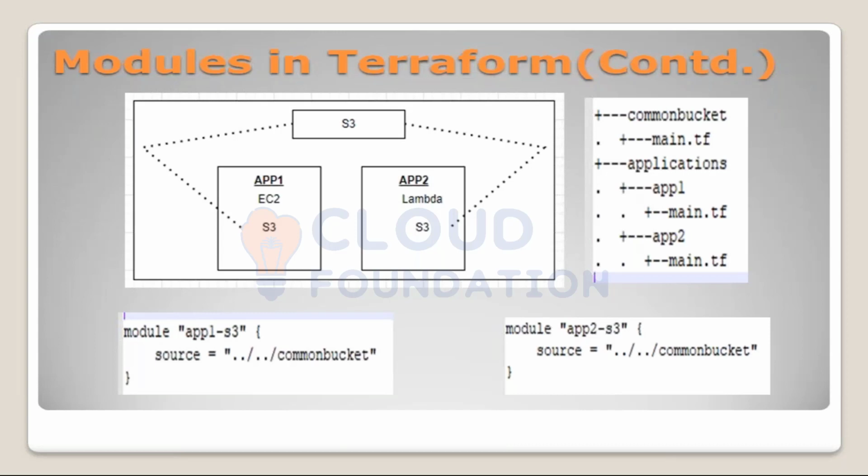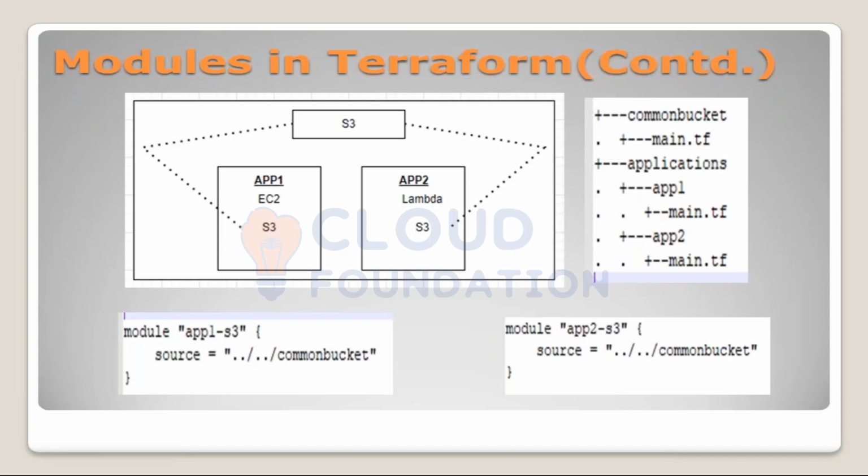So let me try to show you the folder structure. What I have done is, I have a common bucket, and here I have a main.tf in which I have the configuration of the S3 bucket defined. Now I have an application folder inside which I have multiple apps. In those apps, I will again have a main.tf for each particular app, and from these main.tfs I would be referring to the main.tf which is in the common bucket.